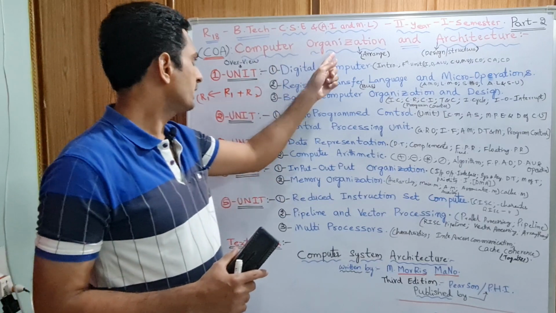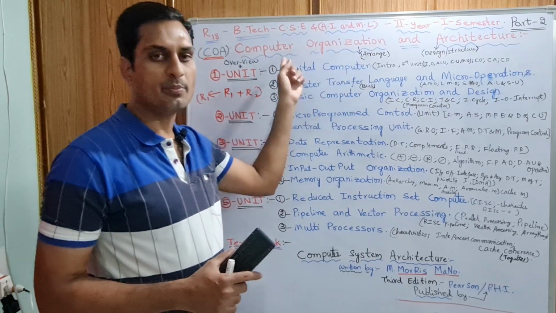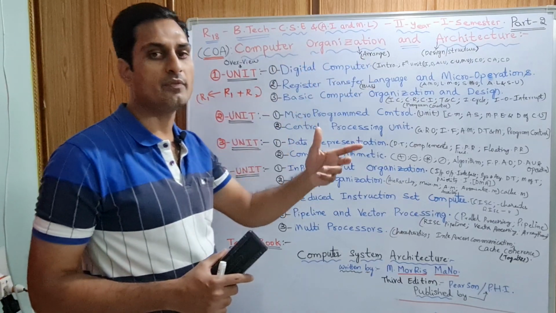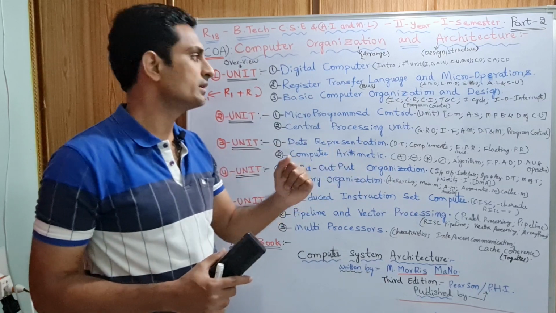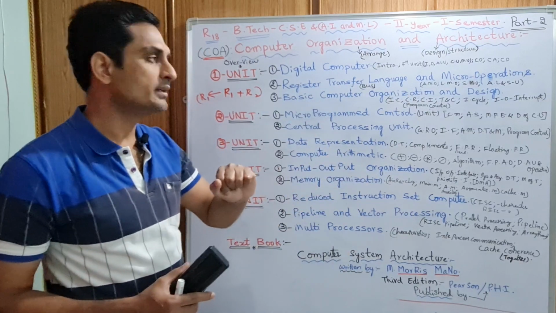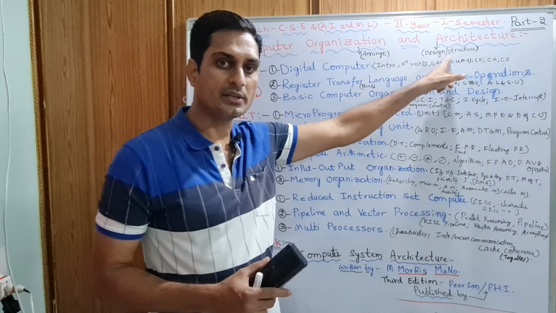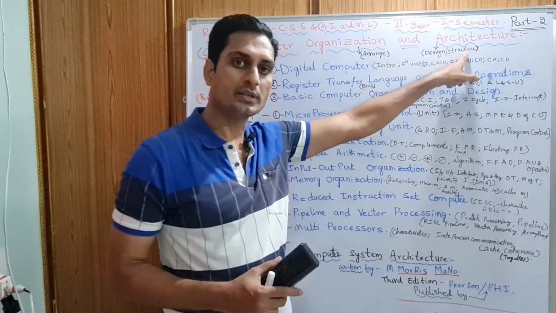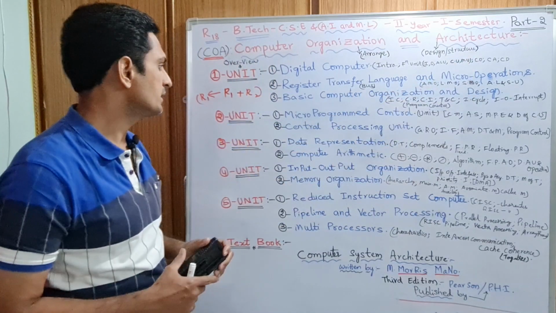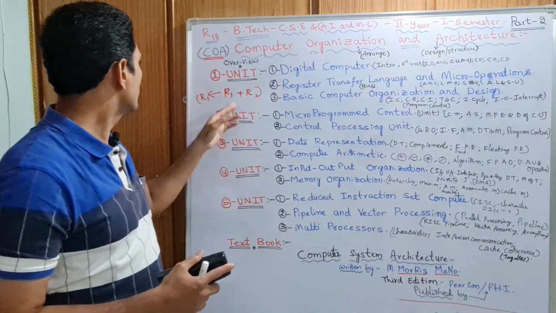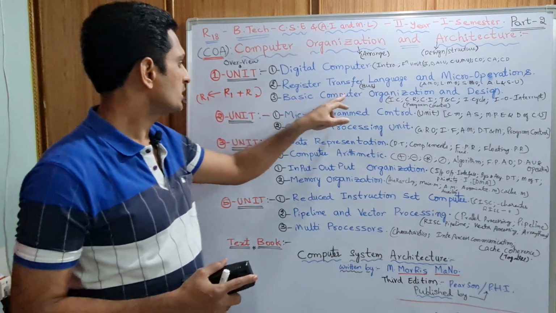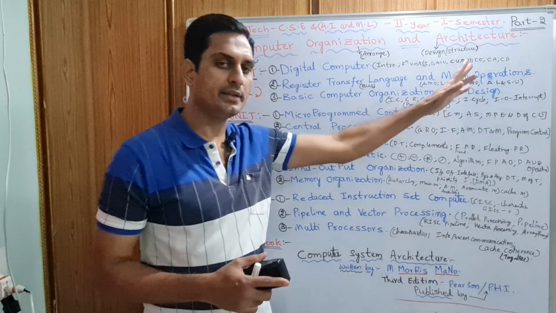So computer organization. Organizing means arranging computer hardware parts, how they are manufactured, how they function inside with the zeros and ones. Computer architecture is how the design of the computer is, how it is structured inside, which we are going to discuss in detail. And the first unit, third chapter, is basic computer organization and design.